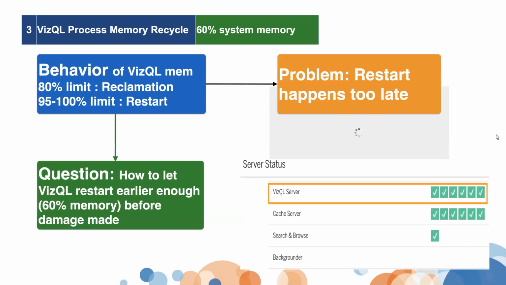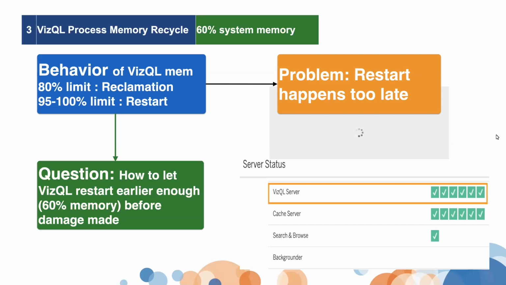Number 3, now I'm going to go deep. The previous 2 settings are relatively straightforward. Now, number 3, the VizQL process memory. Now I'm going to talk about memory in the next 3 settings. The behavior of this VizQL memory is actually mixed, good and bad.